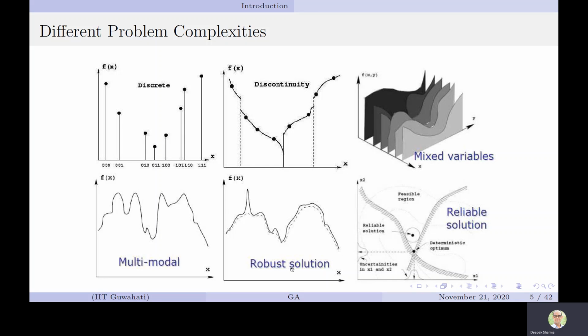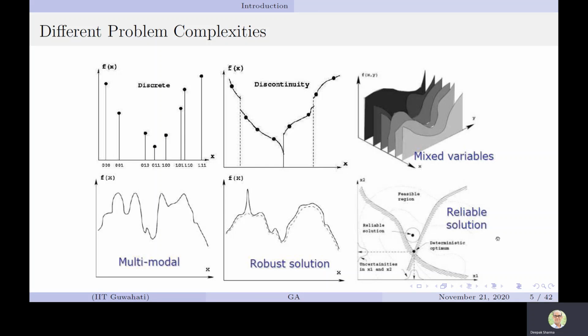Similarly, we can have a robust solution, meaning that when we are going to maximize a function, we can get a point on the peak. However, if there is a small change in the value of x, this particular solution will drop, and we can see the function value will drop very sharply. Instead of that, we may be looking for a solution on another peak where a change in the value of x is not going to change the function value much.